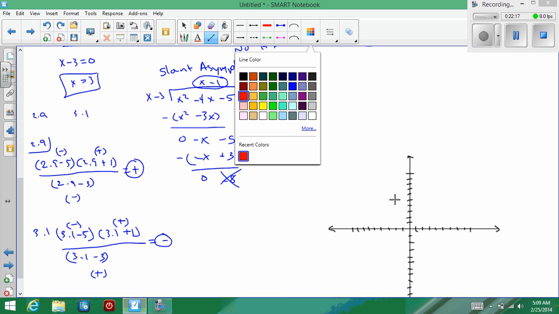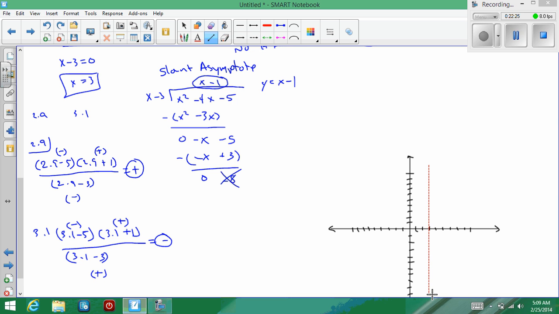Okay, so my vertical asymptote was x equals 3. My slant asymptote was y equals x minus 1. So what I'm going to do is use my strategy of graphing a line in slope-intercept form. So I start with the y-intercept at negative 1. I go down and I plot that point. And then I count up my slope, rise over run. My slope here is 1, so that's 1 over 1. Up 1 over 1. Up 1 over 1. Okay, and that is going to be my slant asymptote.